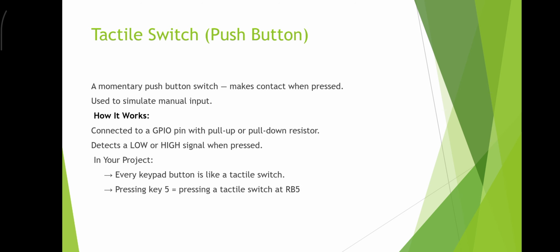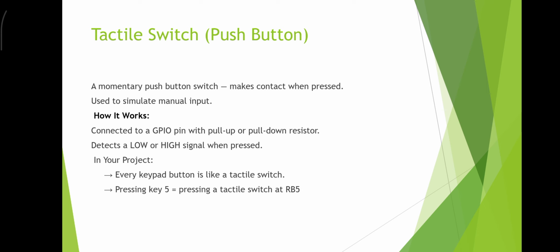Tactile switch. It is also called a push button. It is a momentary push button switch that makes contact when the key, something like the metallic part, is pressed. It is used to simulate a manual input because we are manually pressing the switch button. How does it work? It is connected to a GPIO pin with a pull-up or pull-down resistor, so it detects a low or high signal when pressed.